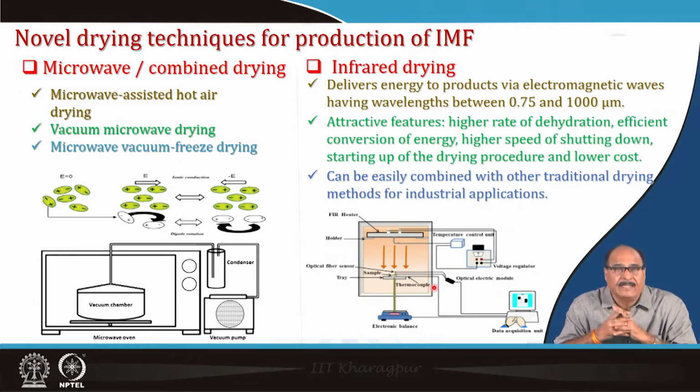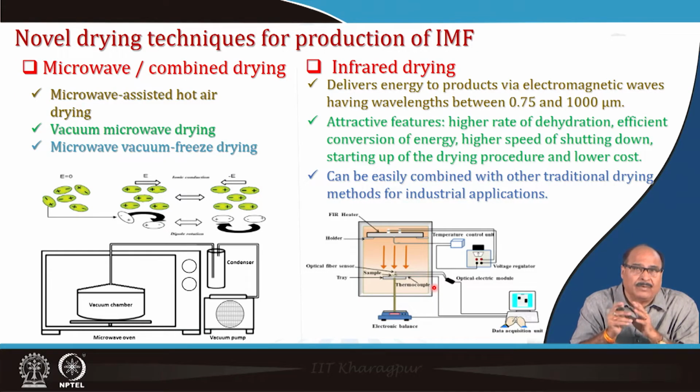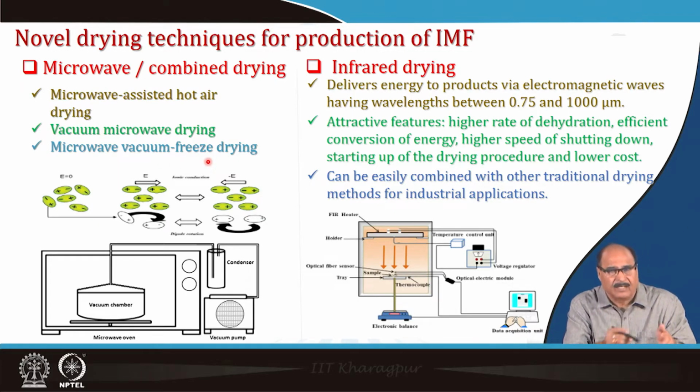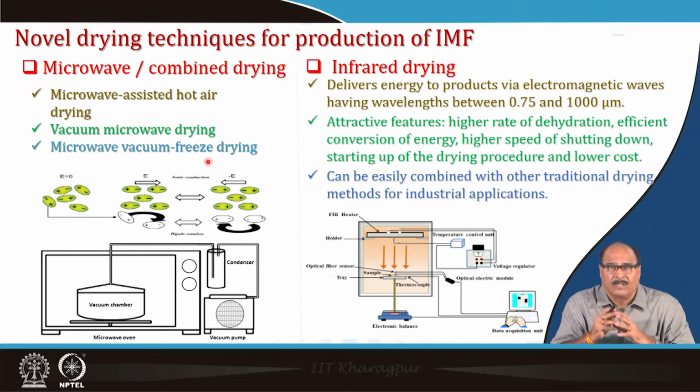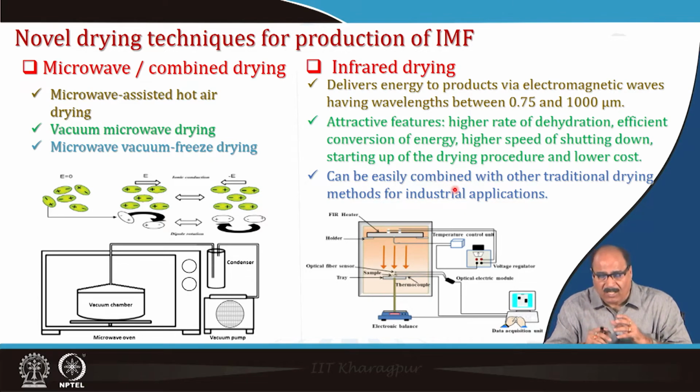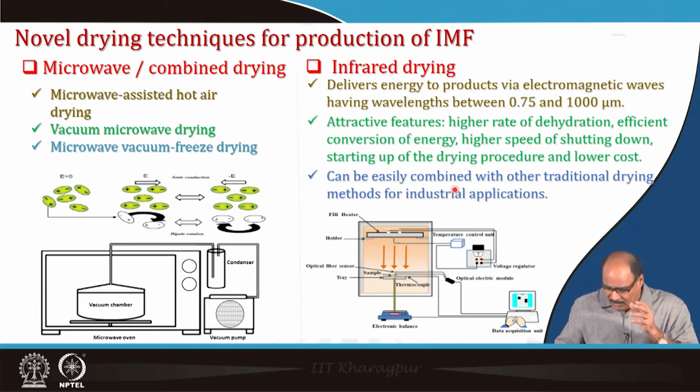Then novel techniques for the production of IMF include microwave or combined microwave drying, like microwave assisted hot air drying, vacuum microwave drying and microwave vacuum freeze drying. We discussed these aspects earlier, or even infrared drying. It delivers energy to the products via electromagnetic waves with wavelength between 0.75 and 1000 micrometers. It can easily be combined with other traditional drying methods for industrial application.